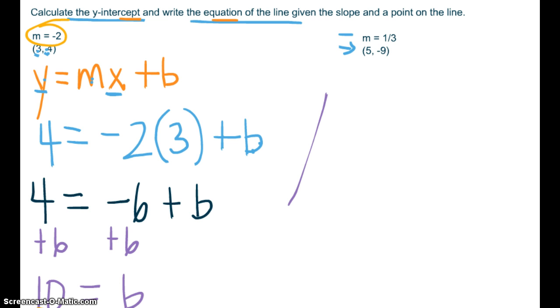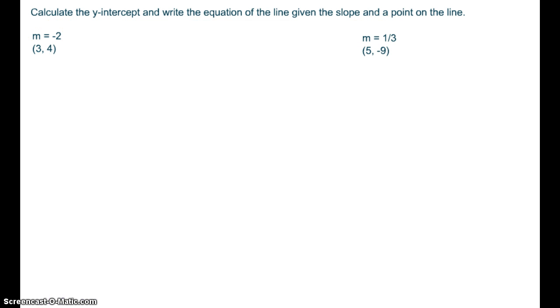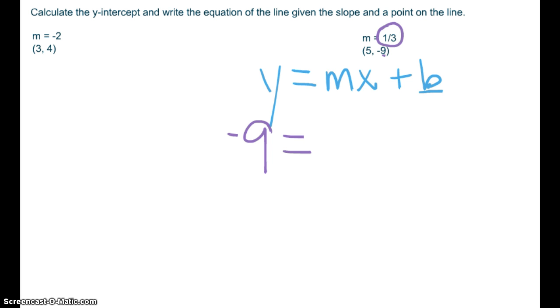So again, pause and rewind this as much as needed to understand how to find b and to write the equation of the line. And then I want you to try the next one on your own. Okay, so in this situation, let's go ahead and write out y equals mx plus b, because that's the format that we're going to use for our equation. So let's find the value of b, or our y-intercept. So I'm going to put in -9 equals, my slope is a third, times x is 5, plus b.